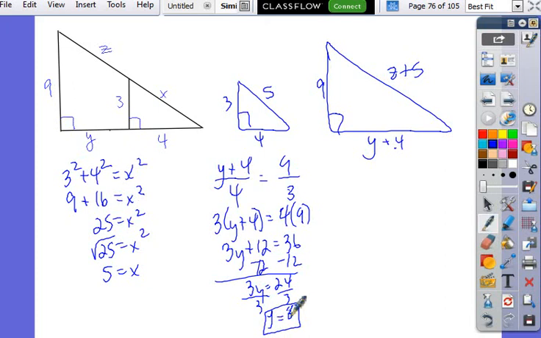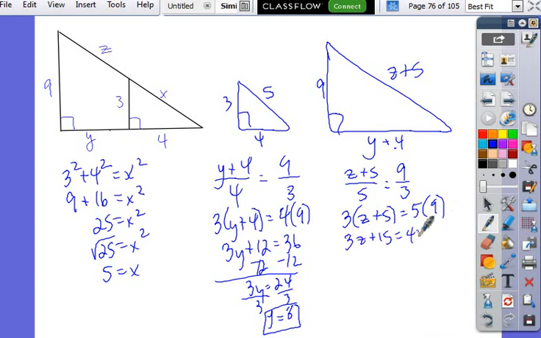All right, for z, I would say z plus 5 over 5 equals 9 over 3 again. So 3z plus 15 equals 45. Z equals 10.